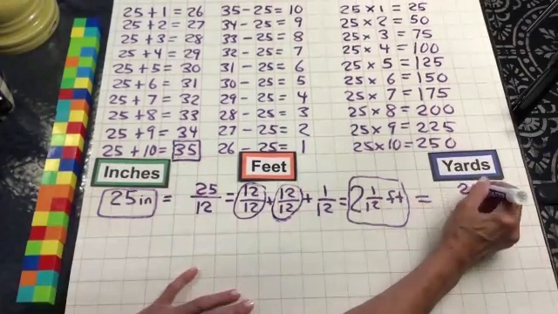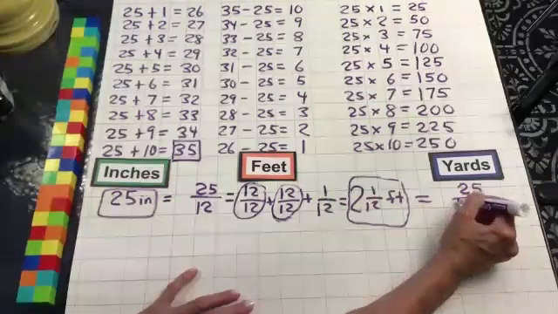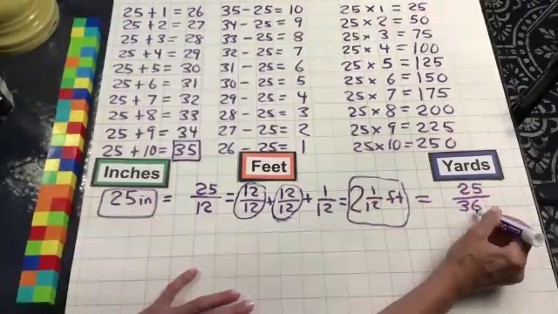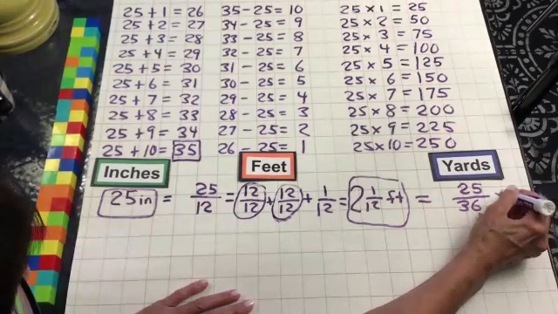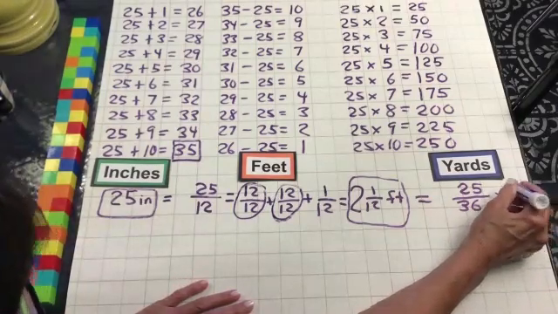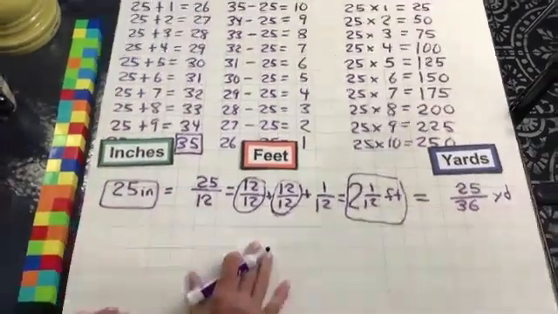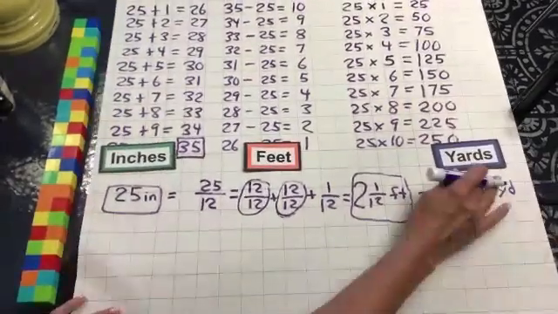And we have 25 over 36. It takes 36 inches to make a yard, and we only have 25 out of that 36. So we have 25/36 of a yard. All right. Woo, my paper is going to slide right off by itself.